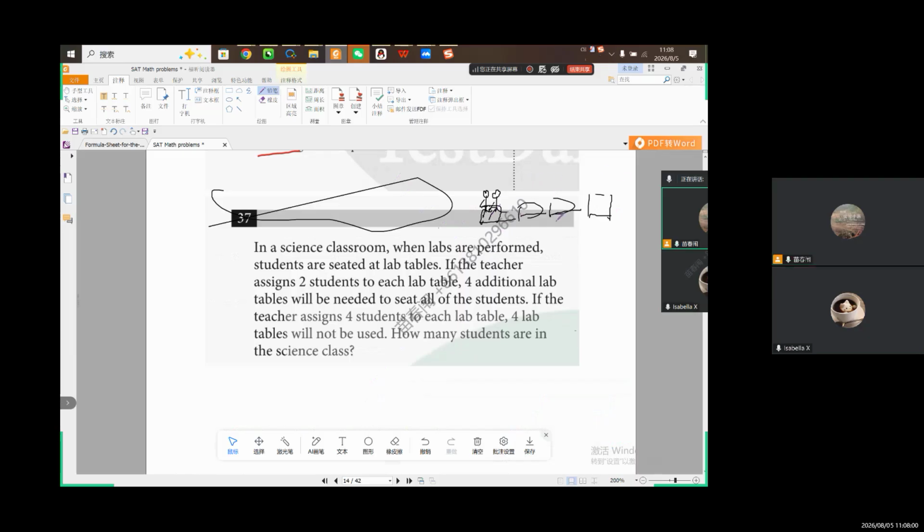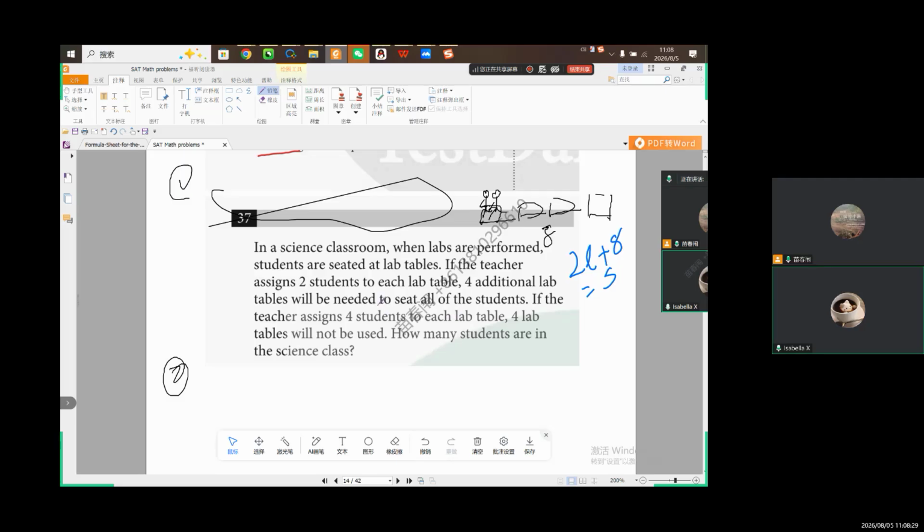All of them, right? Which means there are 8 students left over, so situation 1 is 2L plus 8. And for the second situation, they say 4L plus students. 2L plus 8 equals the total student number. Yes. And what's the second one?